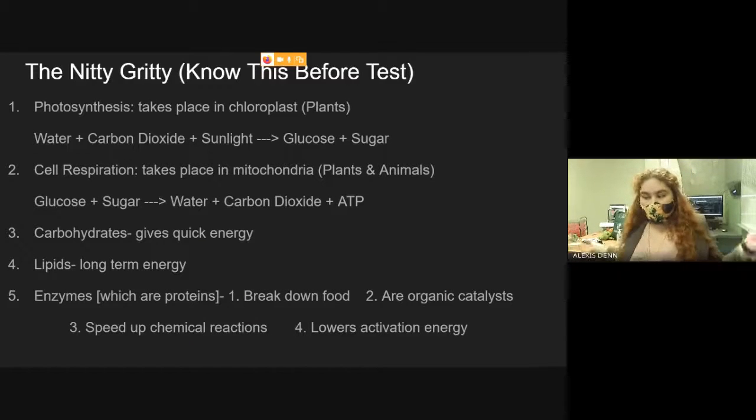Okay, nitty gritty, what did you need to know? Photosynthesis takes place in the chloroplast and the equation. Cellular respiration takes place in the mitochondria and the equation. If the organism has a mitochondria, it does cell respiration. Plants and animals do cell respiration. Carbohydrates give quick energy.